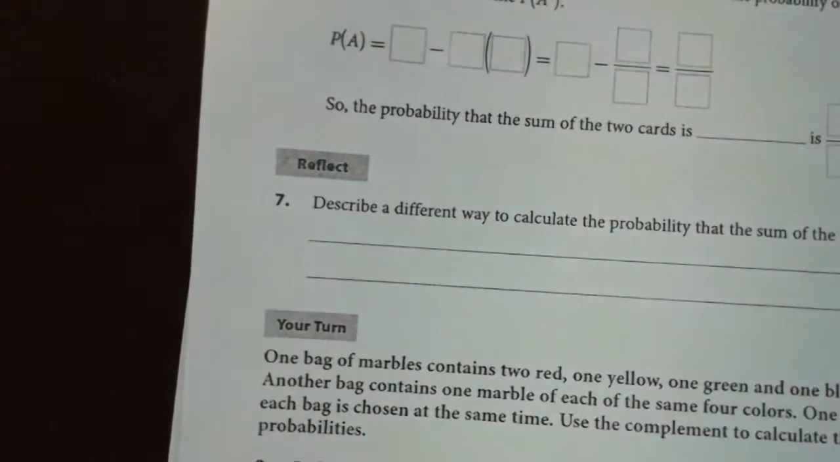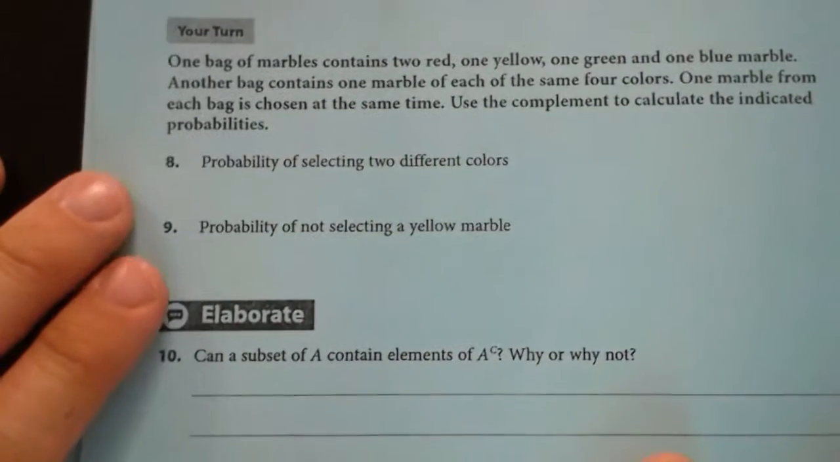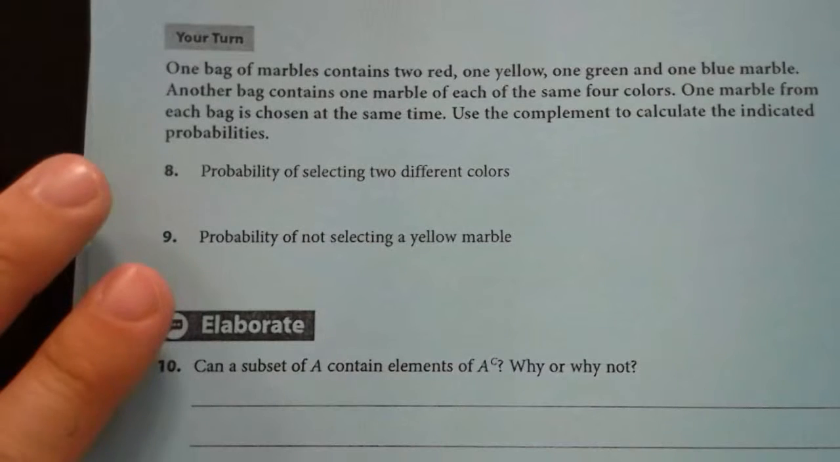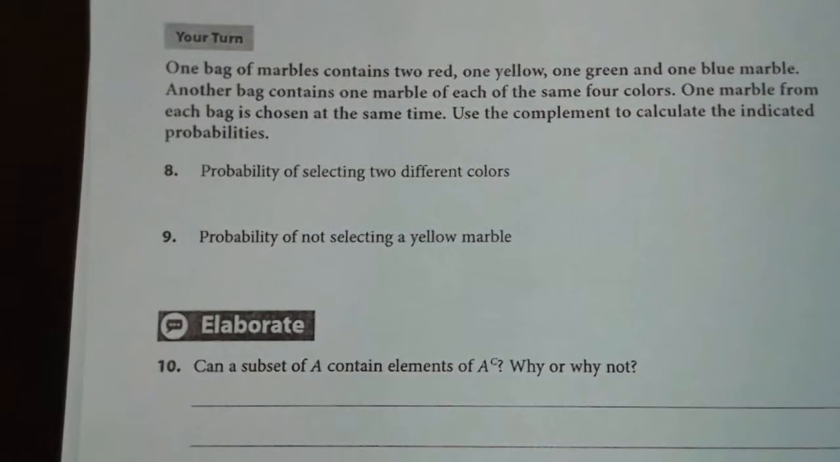We will jump down to the your turn right here, underneath the number 7. Okay, this is our last example, then you'll have the rest of the time to finish your classwork, which should be at least halfway done anyway. One bag of marbles contains 2 red, 1 yellow, 1 green, and 1 blue marble. Another bag contains 1 marble of each of the same 4 colors.